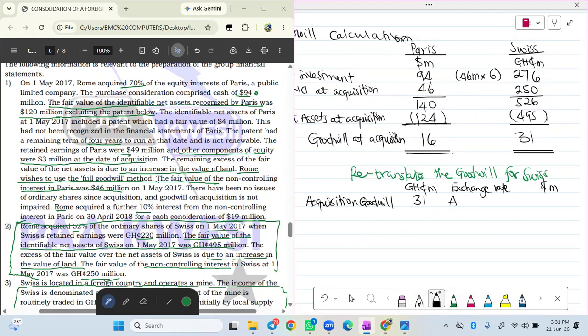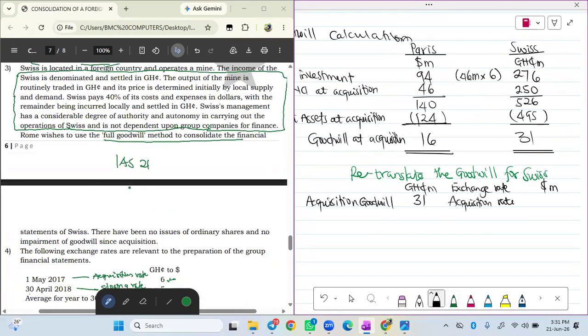Exchange rate to use will be the acquisition rate, 1st May 2017. And in the question, acquisition rate was what? 6. So find the retranslation for me. There was no impairment, all right? So you will align, then you record your closing goodwill, or goodwill at reporting. So 186. 186. You multiplied, you are converting Swiss currency to dollars.